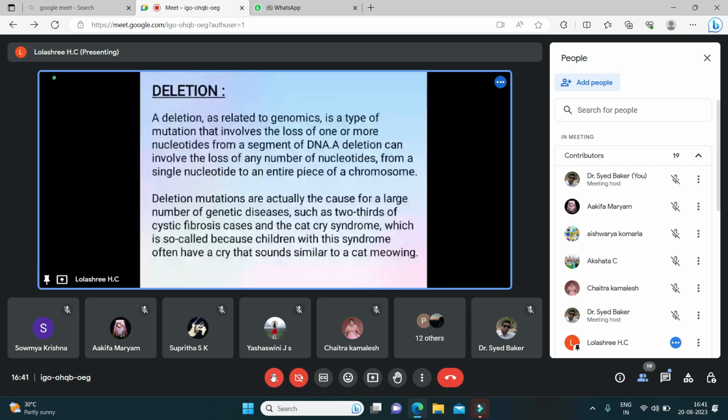Deletion. A deletion, as related to genomics, is a type of mutation that involves the loss of one or more nucleotides from a segment of DNA. A deletion can involve the loss of any number of nucleotides from a single nucleotide to an entire piece of a chromosome. Deletion mutations are actually the cause for a large number of genetic diseases, such as 2/3 of cystic fibrosis cases and cat cry syndrome, which is so called because children with this syndrome often have a cry that sounds similar to a cat meowing.